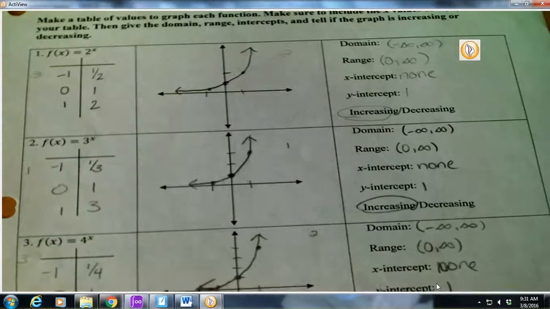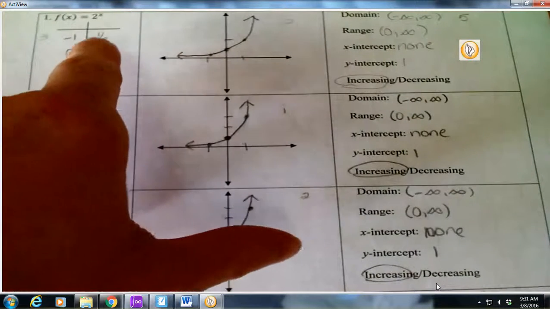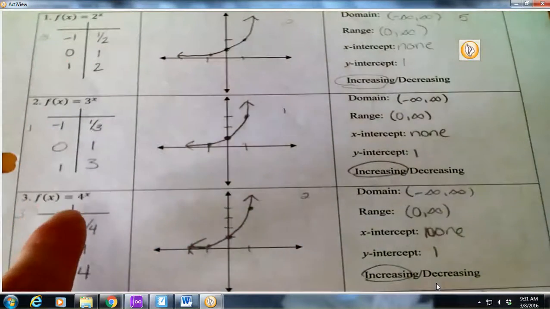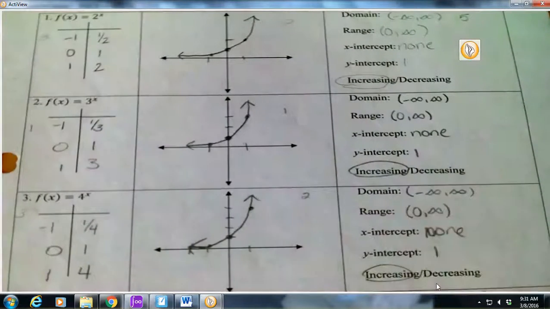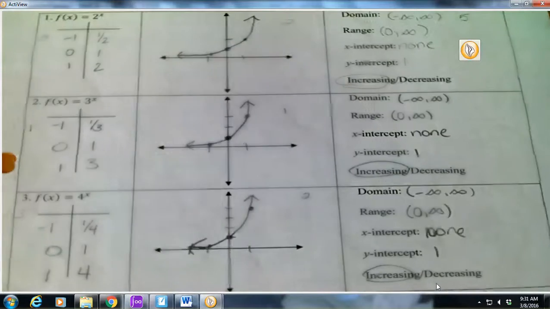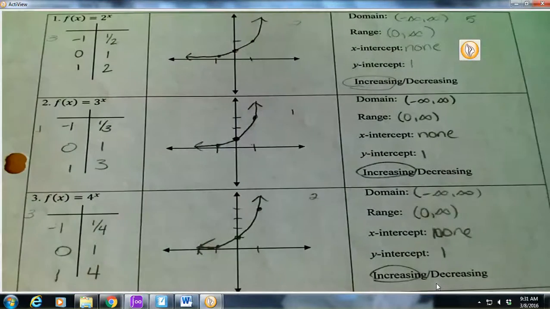So the first 3 graphs here are very, very similar. When you do -1, you get 1/2, 1/3, 1/4. Put in 0, you get 1. When you put in 1, you get 2, 3, 4. The graphs all have the exact same shape. They all go through one identical point. Domain of all these, you can put in any x values, so negative infinity to infinity. The range, what kind of y's did you get out? Positive. So our range is just 0 to infinity. Do any of these ever touch the x-axis? No. That's an asymptote actually.